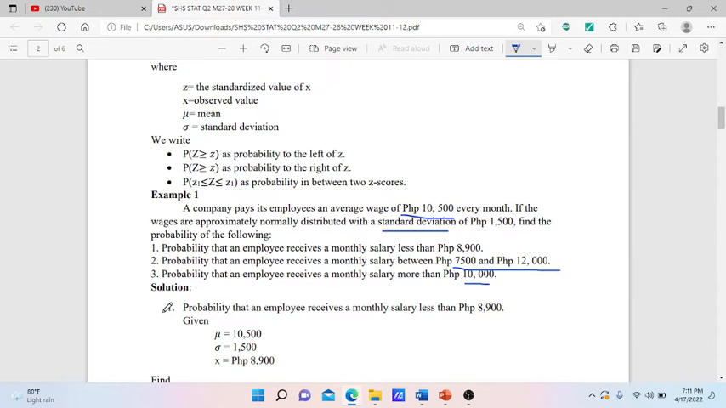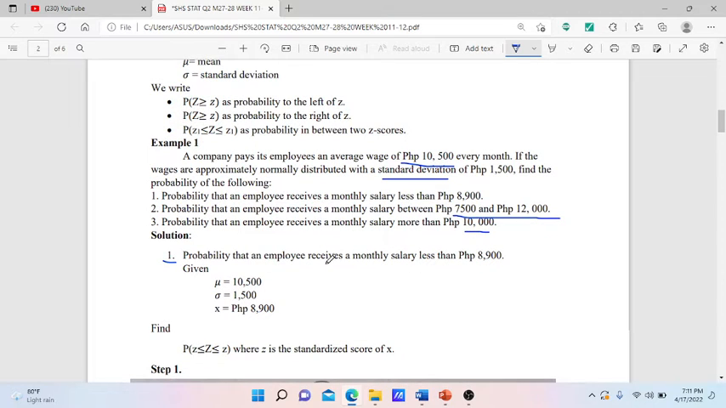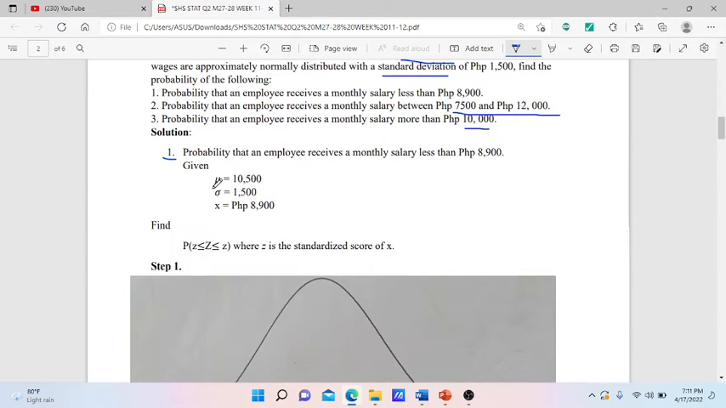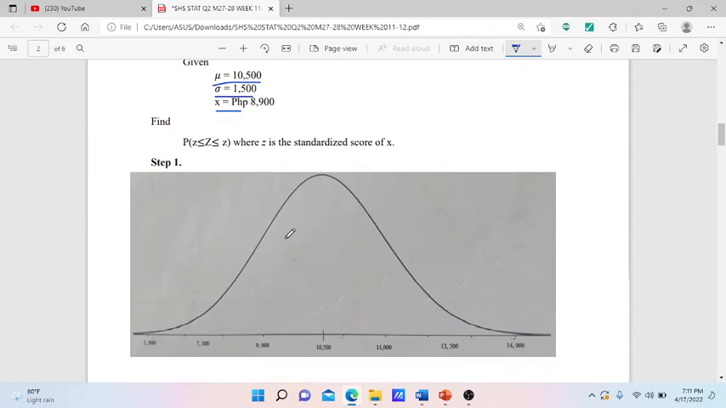Okay, so for number 1, let's solve. The probability that an employee receives a monthly salary less than 8,900. When it says less than, it means lower, so we go to the left. First, we need to write the given: our mean, then the standard deviation, and the probability of x, which is 8,900. Students, take note, our mean is 10,500, always right in the middle. Our SD, or standard deviation, is 1,500.